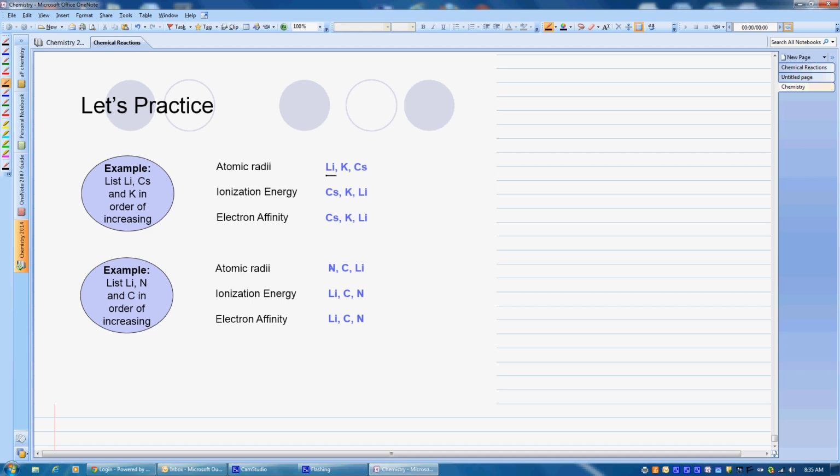And then lithium, nitrogen, and carbon. Now we're going across. Lithium is going to be the biggest in this case. The furthest one over is nitrogen, so nitrogen is the smallest because it's the furthest to the right, then carbon, then lithium. And then when we look at ionization energy, the least ionization energy is going to be your biggest atom, and then your most ionization energy is going to be your smallest, and electron affinity works the same way. Your positive ions are going to have lower affinity, your more negative ones are going to have the most. And those are your periodic trends.